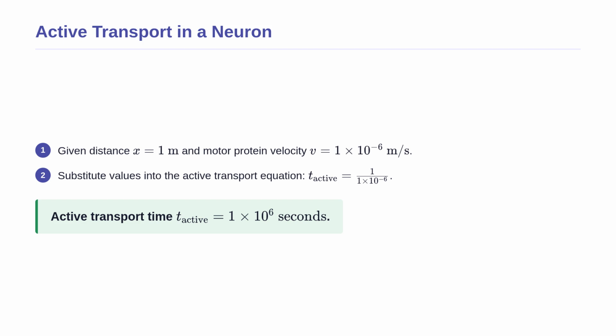We substitute the distance of 1 meter and the velocity into our active transport equation. Dividing 1 by 1 millionth gives us exactly 1 million seconds. This is a straightforward linear calculation because the speed of the motor protein never changes. The final answer is 1 × 10⁶ seconds, representing a steady walk along the microtubule track.